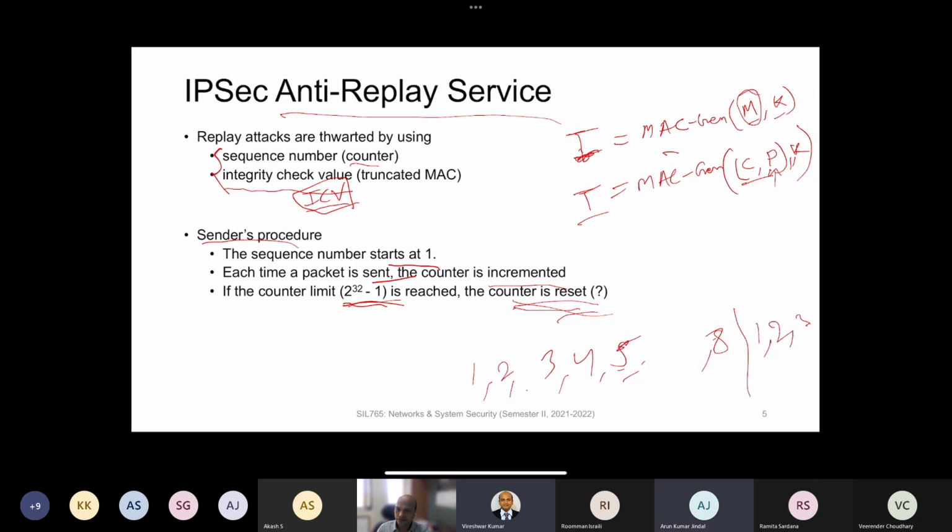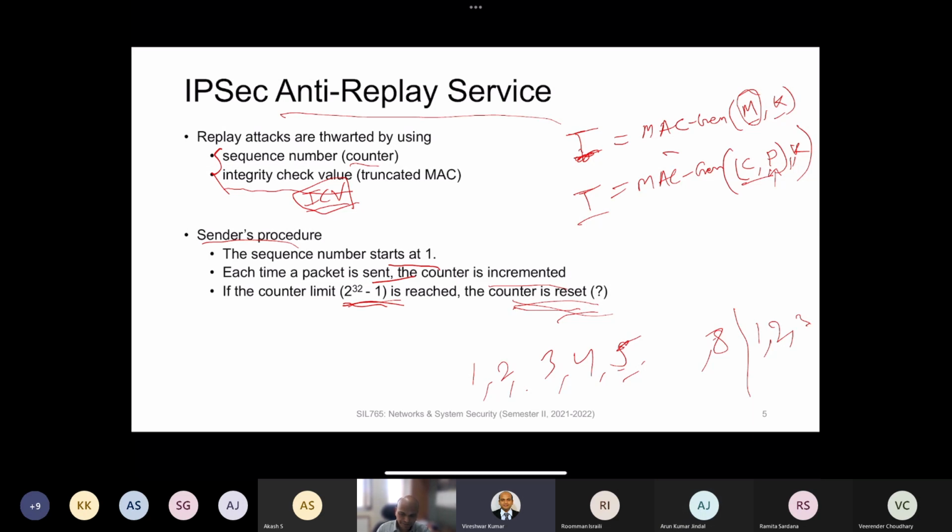The system will start rejecting the packets because the other side has already been configured to reject packets which have the same sequence number. So if the counter is reset and a packet comes with the value 1, it will be rejected by the other side automatically.